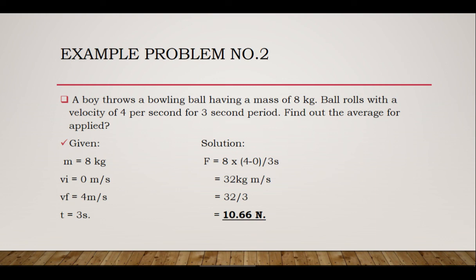The average force, substituting the values in the formula, we get average force equals 8 times 4 minus 0 over 3. So 8 times 4 is 32 kilogram meters per second. So 32 divided by 3 is 10.66 newtons. Thus, the average force applied will be 10.66 newtons.